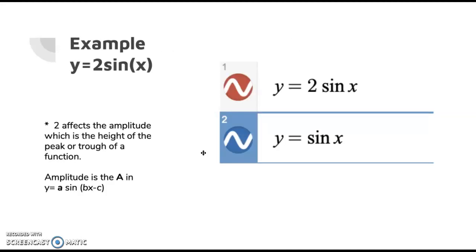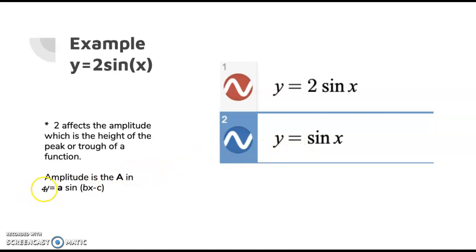So for my example, I will be doing y equals 2 sine of x. This is my example, and this is the original, and you can see the only change here is the 2, where the invisible 1 would be. So the 2 is the amplitude.